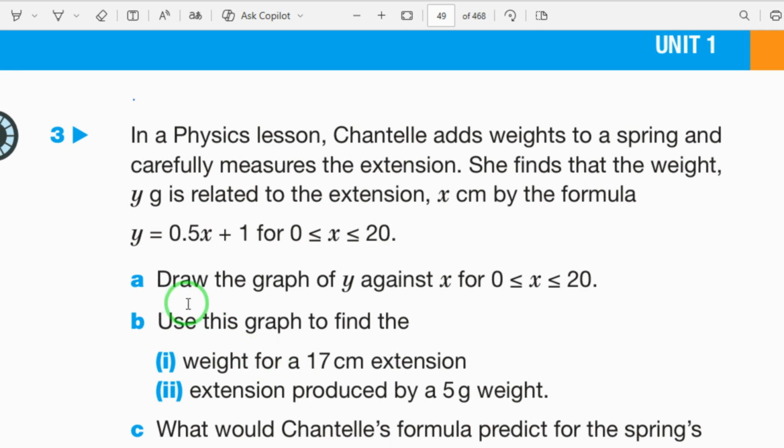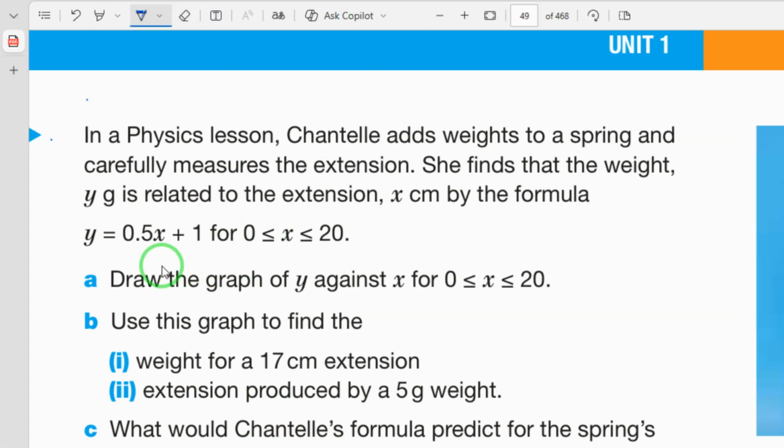First, we give some optional values for x and calculate y. So we have the equation y is equal to 0.5x plus 1. We give optional values for x and calculate y. First, we draw a simple table like this. This row is x and this row is y.